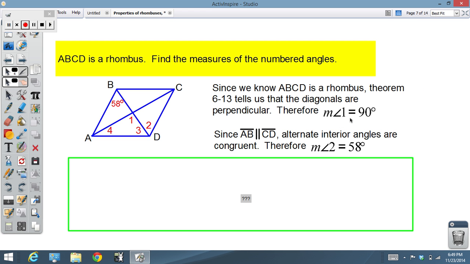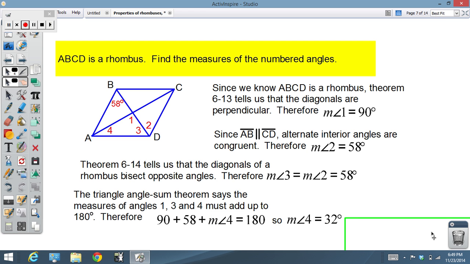Okay, angle 1 must be 90. Since these are alternate interior angles, angle 2 must be 58. Since the diagonals bisect the angles, by Theorem 6.14, since the diagonals bisect the opposite angles, angle 2 must be congruent to angle 3, so both of them must be 58.